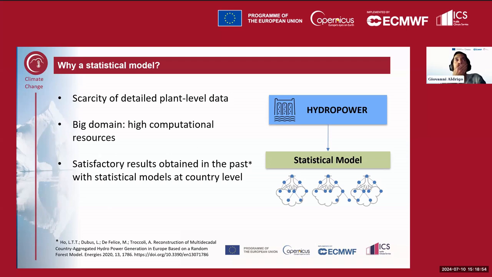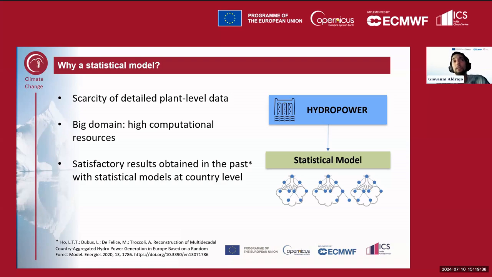So starting from the statistical model, mainly we opted for a statistical one instead of a physical one, so a hydrological model, because of the scarcity of detailed plant level data, such as head, specific technology of the plants, data on the artificial regulation, which would be needed to drive such a physical model, and also the big domain, which is the global one, which would require very high computational resources to employ such a model.